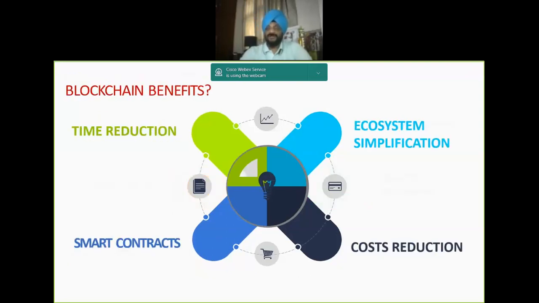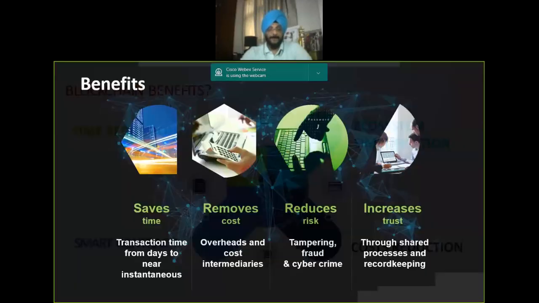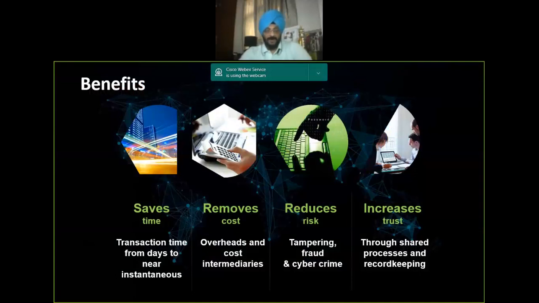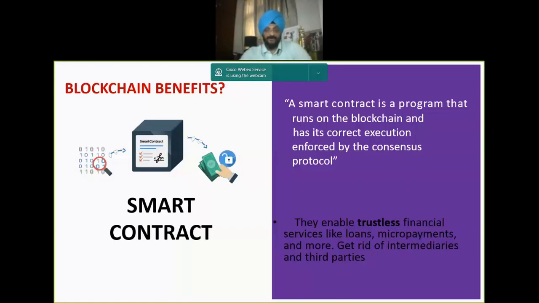What advantages? It's a time reduction, ecosystem simplification, it gives a cost reduction of any process, and also a smart contract, what you have. Okay. Now, what practically is a smart contract? That's what I will just touch upon.